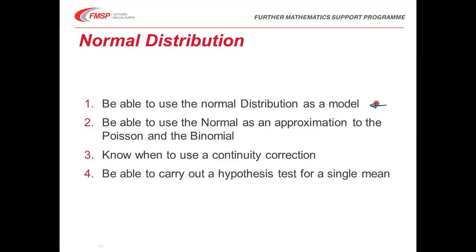One is use the distribution as a model. We've got quite a bit of that. We need to be able to use the normal as an approximation to the Poisson and binomial. Now, based on that, because Poisson and binomial are discrete and the normal distribution is continuous, we will need to be able to understand how to use this thing called a continuity correction. And we need to be able to carry out a hypothesis test for the mean.